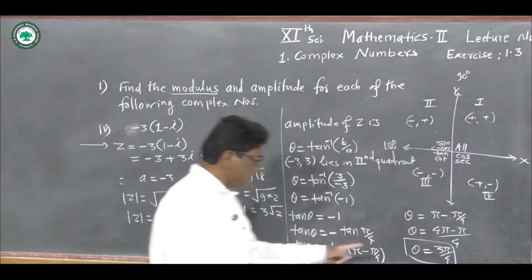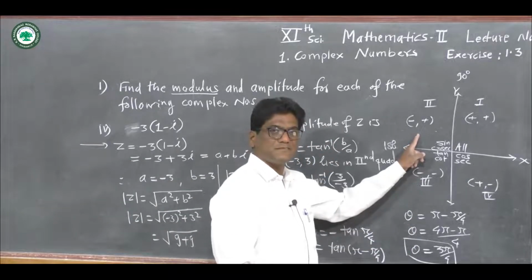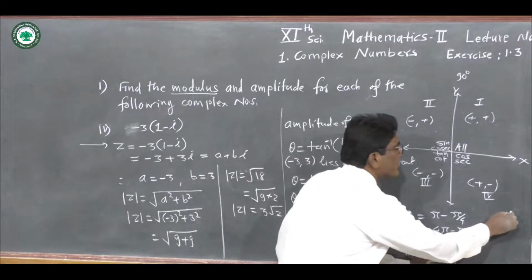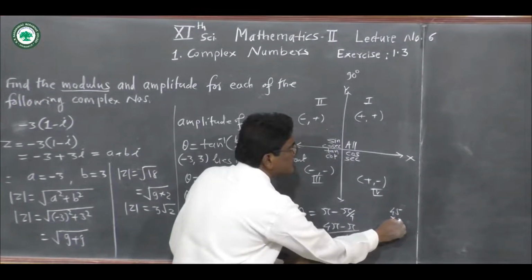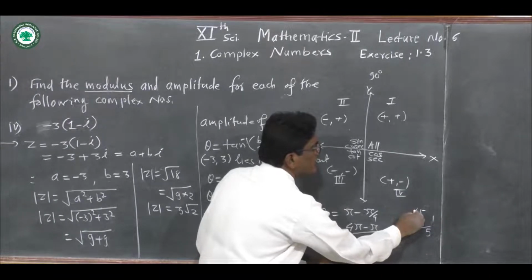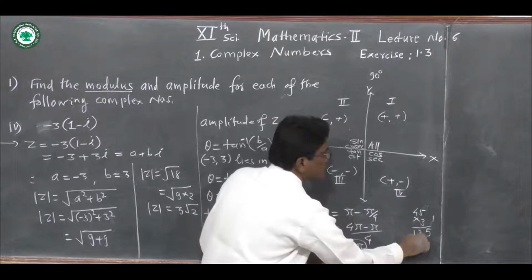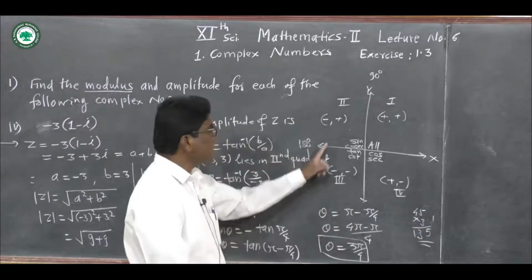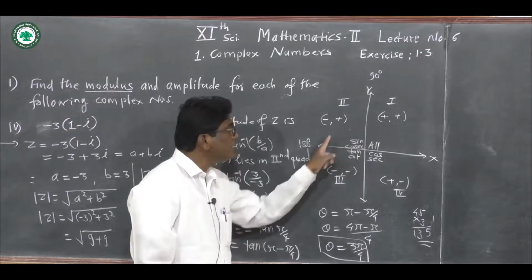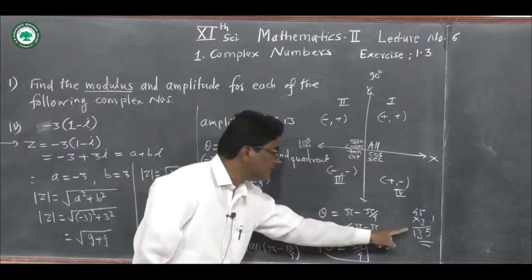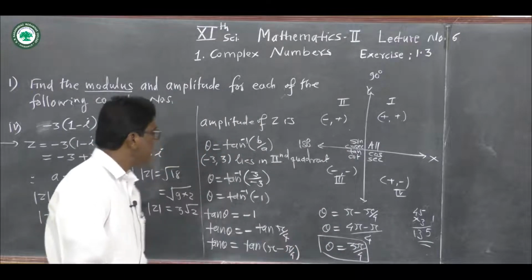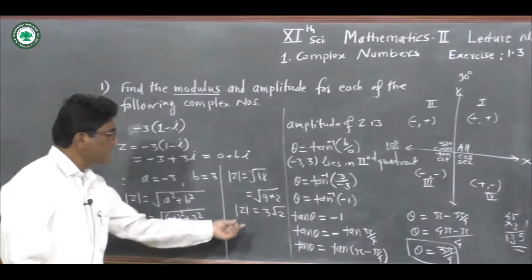Now check whether this angle lies in the second quadrant. Pi by 4 is 45 degree. Into this, 3 times 5 is 15, 3 times 4 is 12, plus 1 is 13, so 135 degree. So 135 degree lies in the second quadrant, because the second quadrant is from 90 degree to 180 degree, and it is 135 degree. So here theta is 3 pi by 4 and the modulus of z is 3 root 2.